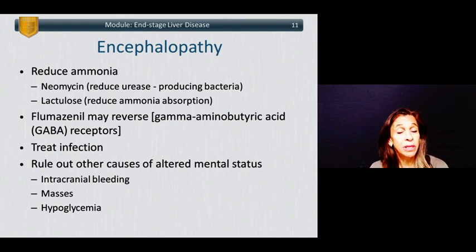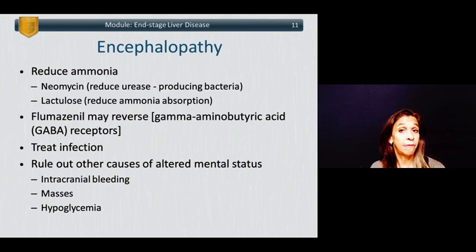And so the treatment of encephalopathy includes reducing the ammonia load. This can be done by administering oral neomycin. This reduces the urease-producing bacteria in the gut, and administering lactulose, which can reduce ammonia absorption by binding ammonia in the gut, and then excreting it through the bowel. Flumazenil may reverse encephalopathy. The effect on the gamma-aminobutyric acid, or GABA, receptors is the likely mechanism of the reversal.